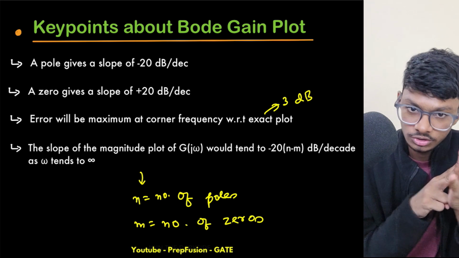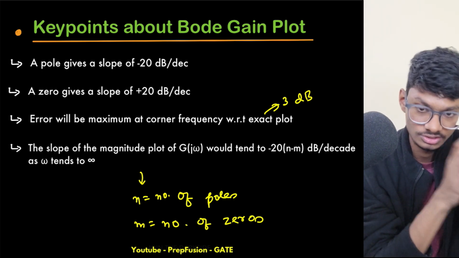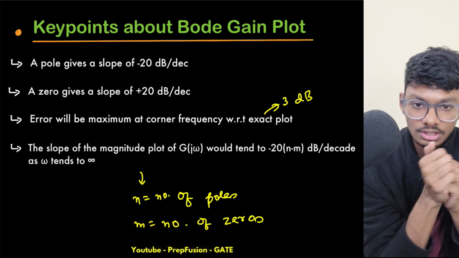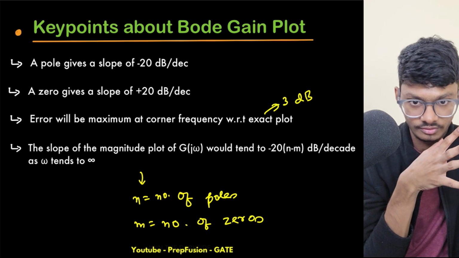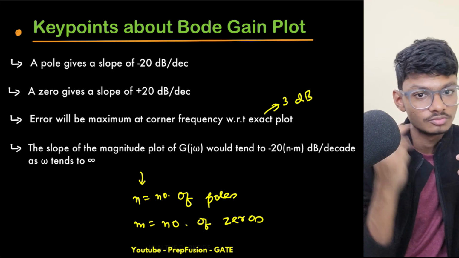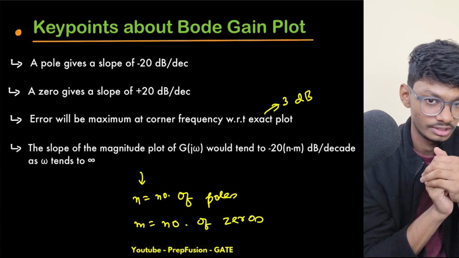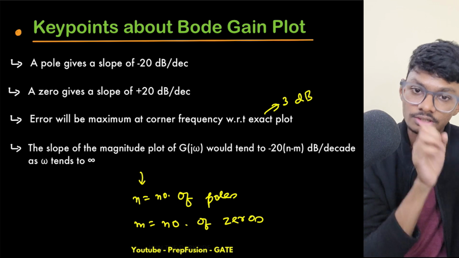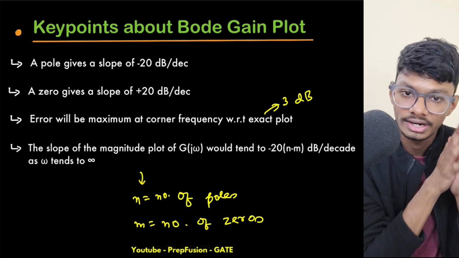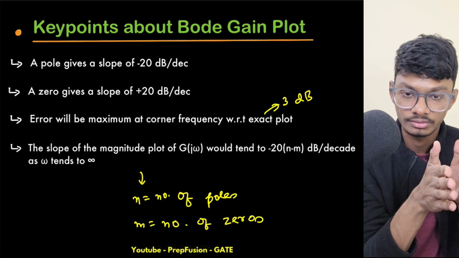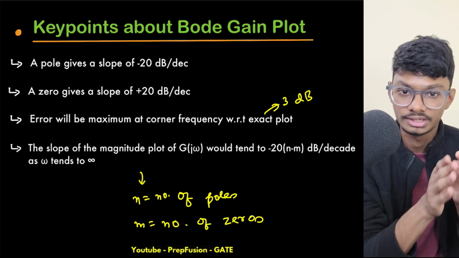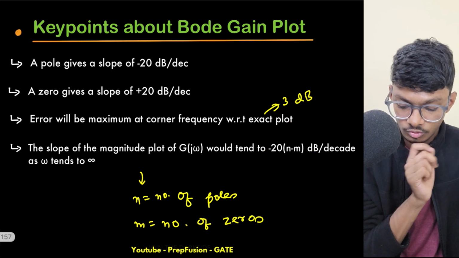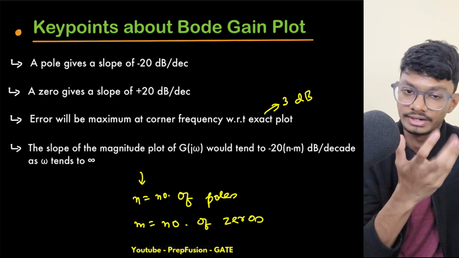The two poles are each contributing minus 20 dB per decade slope. As omega tends to infinity, after the corner frequency obviously, all of the poles have crossed their corner frequencies. So poles will contribute a total of how much slope? Minus 40 dB per decade. Now I also have another zero. Now the zero will contribute how much slope? Plus 20 dB per decade. So total how much slope am I getting as omega tends to infinity? Minus 40 dB per decade plus 20 dB per decade. So it becomes minus 20 dB per decade. Hence the formula is like this one. So 2 minus 1 into minus 20 dB per decade, total I am getting.